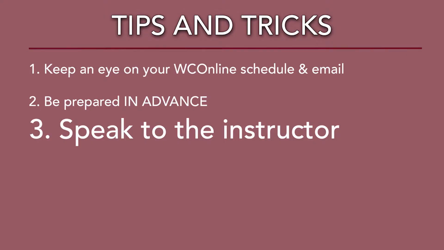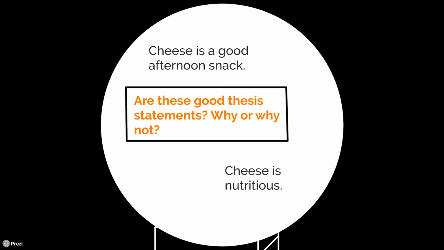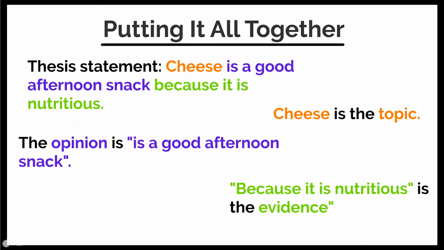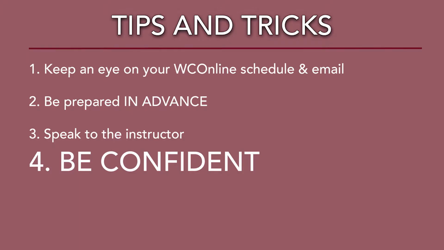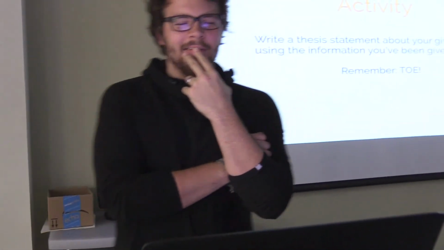Tip number 3, speak to the instructor. Check and see if they need to go over anything before you get started, or before the period ends. Make sure you know what class, English, communications, etc., so you can tailor your examples to the assignments and content of the class. Tip number 4, be confident. You are smart and capable, so no need to be nervous. Practice makes perfect. You will get comfortable before you know it.